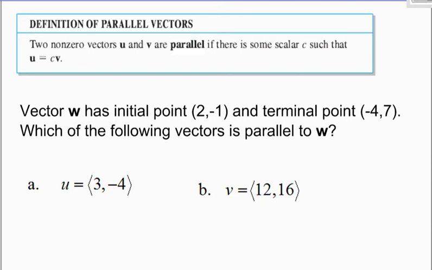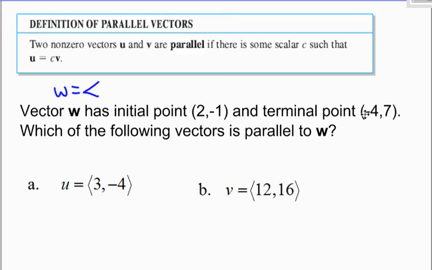Now, the definition of parallel vectors. Two non-zero vectors u and v are parallel if there's some scalar c such that u equals the scalar times v. Makes sense. So vector w has initial point (2, -1) and a terminal point (-4, 7). Which of the following vectors is parallel to w? Well, first thing we have to do is put w in component form.